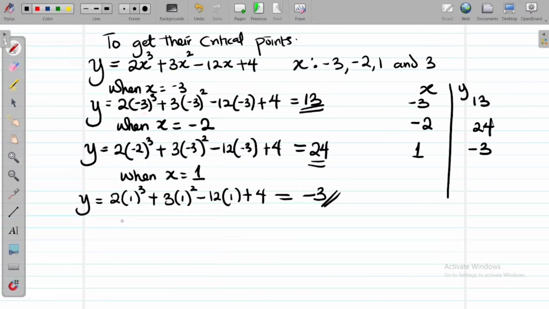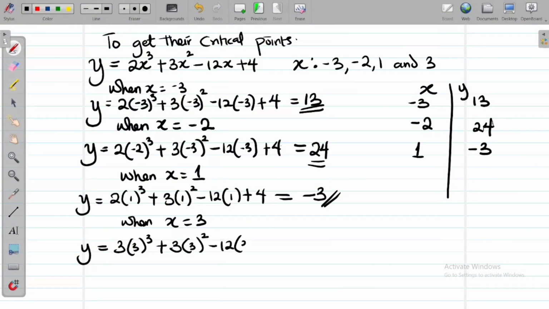And then let's look for the last one. When x is equal to 3, what will be y? y will be 2 of 3 all cubed plus 3 of 3 all squared minus 12 of 3 plus 4. And we'll solve for that. Using that, we're going to get 49. So we can now boldly say that when x is equal to 3, our y was 49.